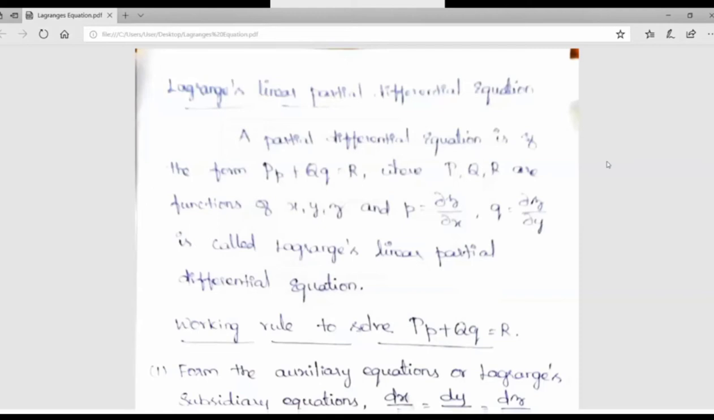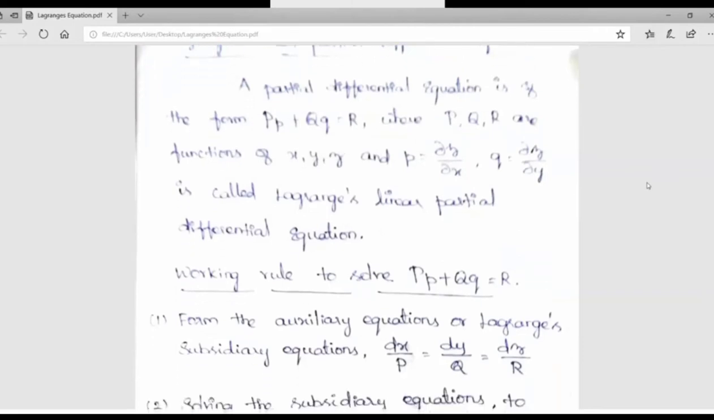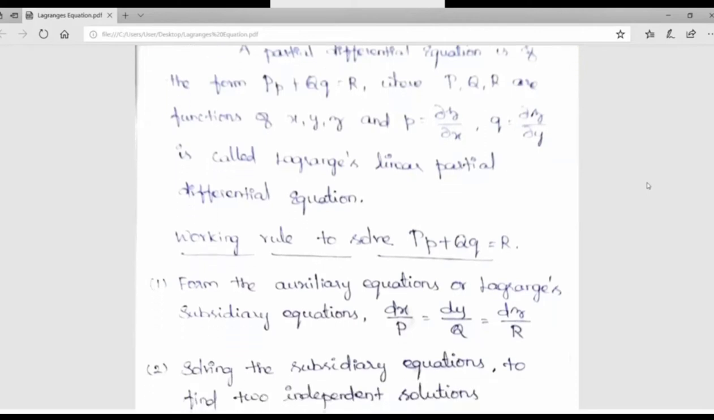Students, good morning. Today we are going to see about Lagrange's linear partial differential equation. A partial differential equation of the form Pp plus Qq equal to R, where P, Q, R are functions of x, y, z, where p is nothing but the partial derivative of z with respect to x, and similarly q is the partial derivative of z with respect to y, is called Lagrange's linear partial differential equation, that is Pp plus Qq equal to R.